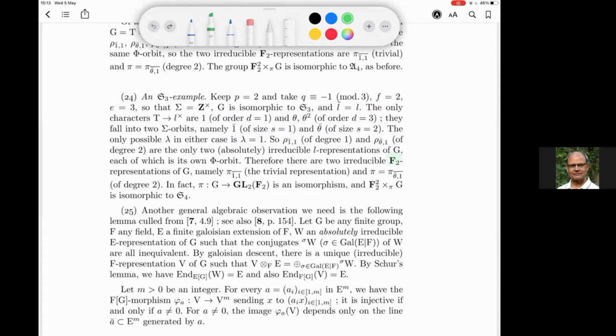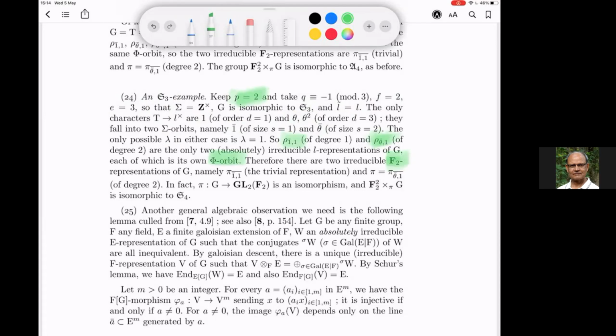Now we were interested in F2 representations. Remember P is equal to 2, and we are looking at FP representations. So when P is 2, we are looking at F2 representations. L is a finite extension of F2, and we know the representations over L, there are 2 of them, this one and this one. What do they give? Do they give rise to, how many representations do they give rise to over F2? That's the question. So they'll give rise to as many representations as there are phi orbits.